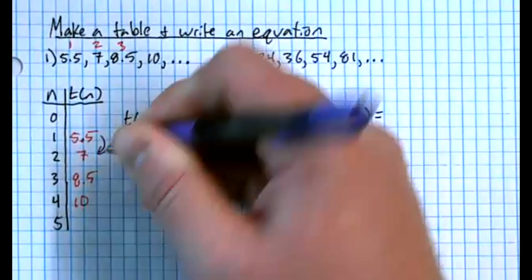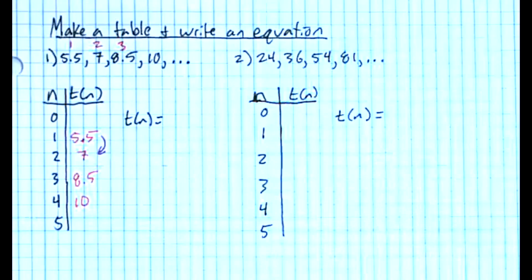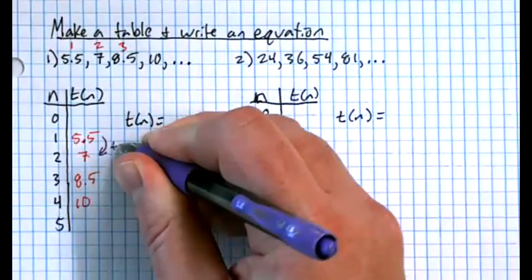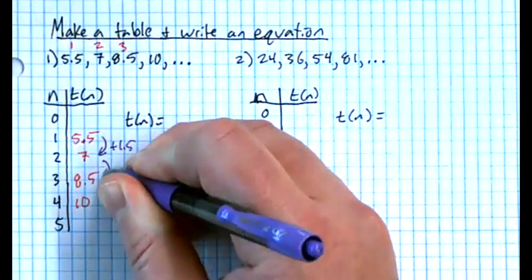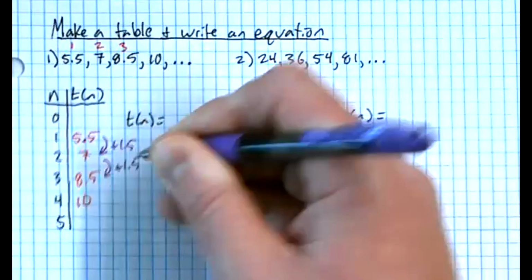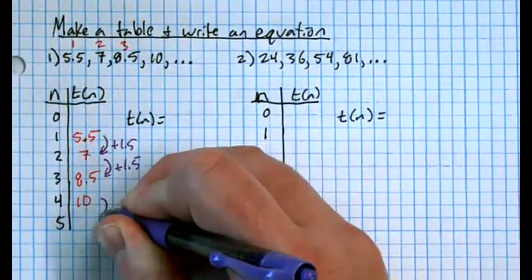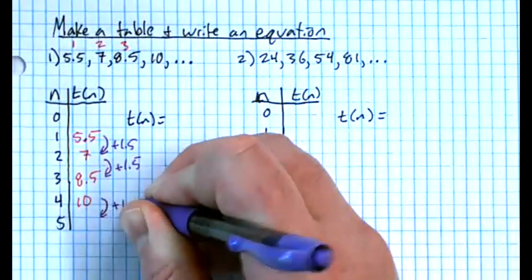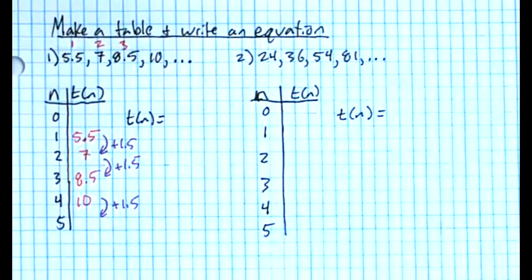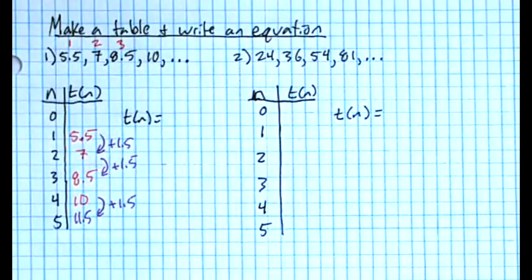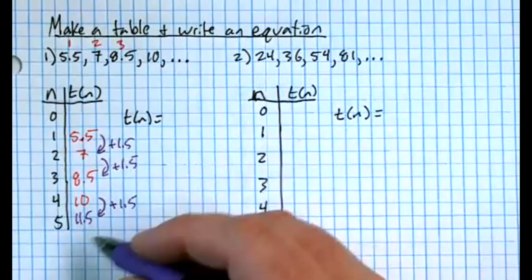What did you all find for your pattern here? Are we adding, subtracting, multiplying? Adding how much? 1.5. And is that consistent each time we go to the next one? We're adding 1.5. So if I want my 5th term, could I just take 10 and add 1.5 onto it and get 11.5? Awesome. So congratulations if you were able to find that 11.5.